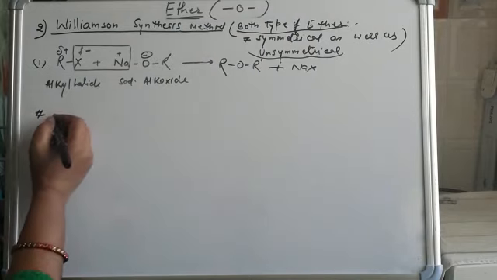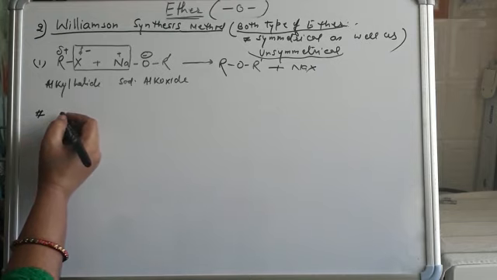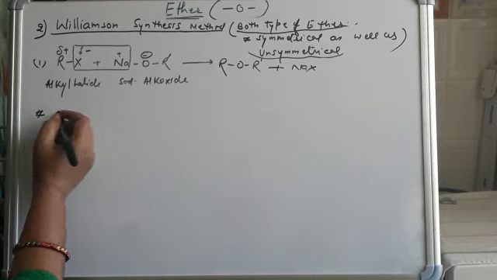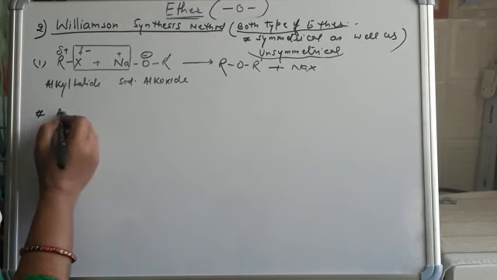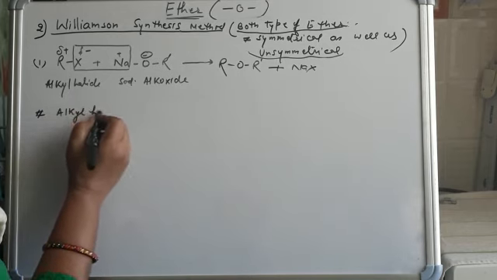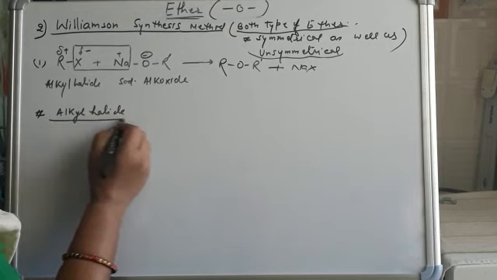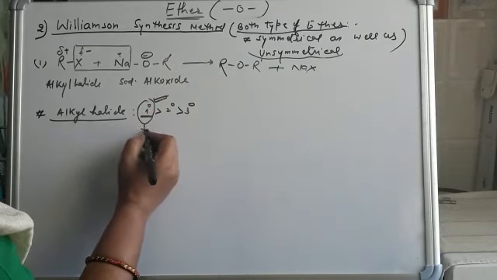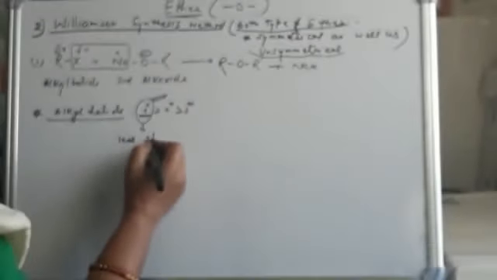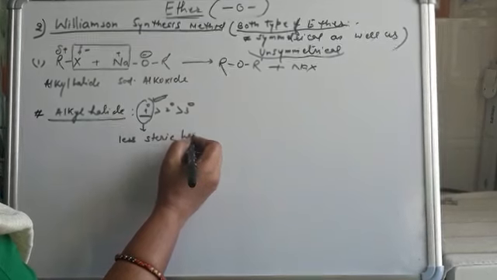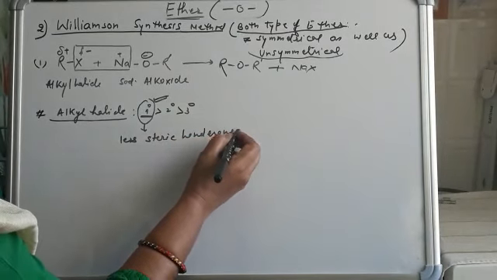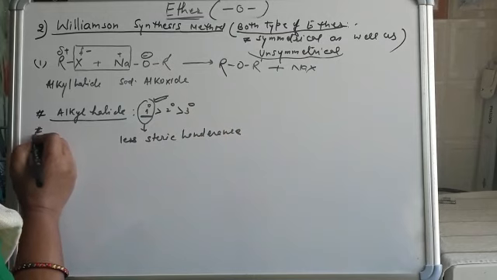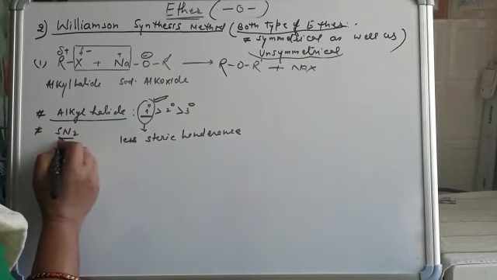Here are the conditions for the Williamson synthesis method for preparing symmetrical or unsymmetrical ether. At first, the alkyl halide must be 1 degree, meaning less steric hindrance. And this reaction proceeds through the SN2 mechanism.